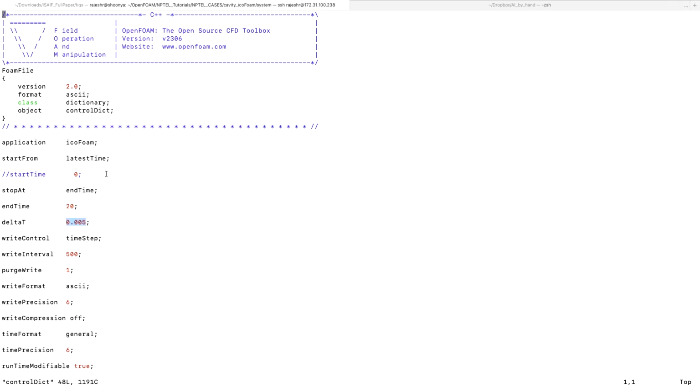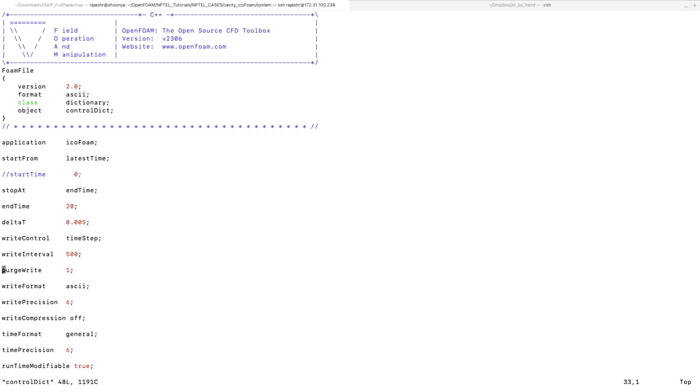As we run this simulation, we will see that it will create different folders, and we are saving this at different time steps. For example, write interval 500, so every 500 it will save. Purge write is 1 or 0, that means you want to overwrite on the folder or you want to basically create separate folders. If you make it 0, it will keep on creating those folders.